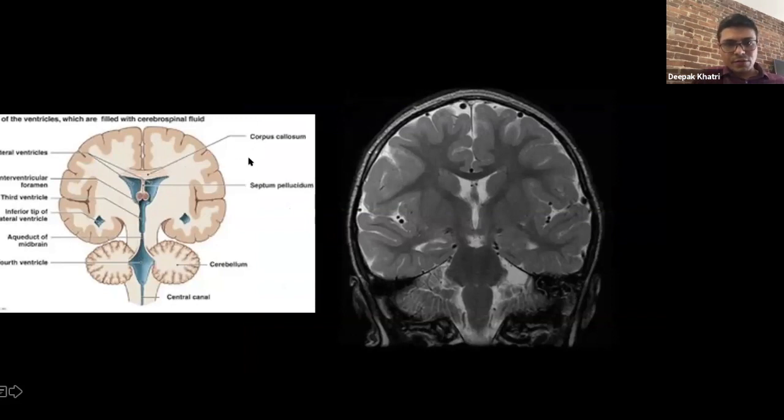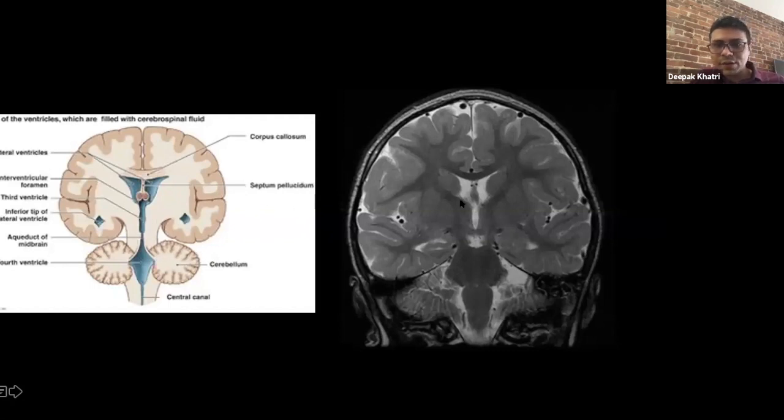You can see the corpus callosum here, and the two lateral ventricles on either side, which are divided by the septum pellucidum. And here you can notice the tela choroidea with the internal cerebral veins at the roof of the third ventricle, which is a small slit-like structure. And these two small blue structures on either side are the tips of the temporal horns on each side. And you can appreciate the rest of the ventricular system here.